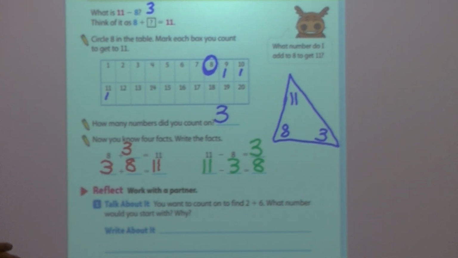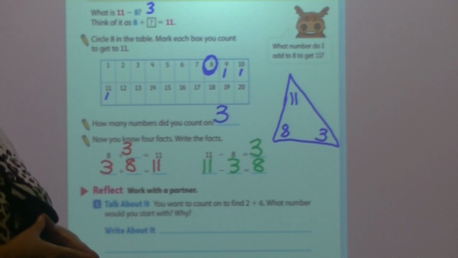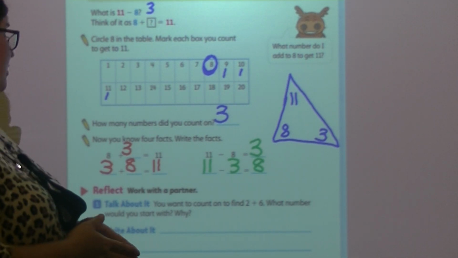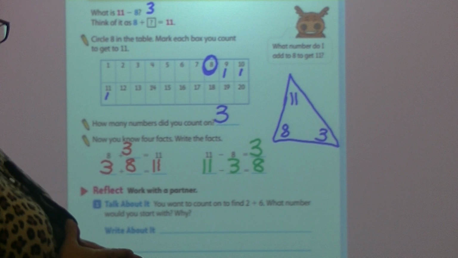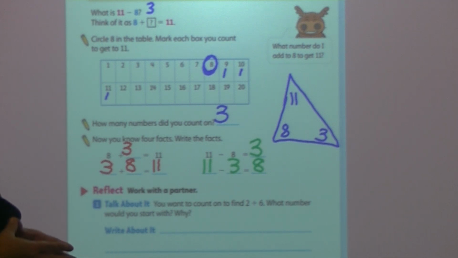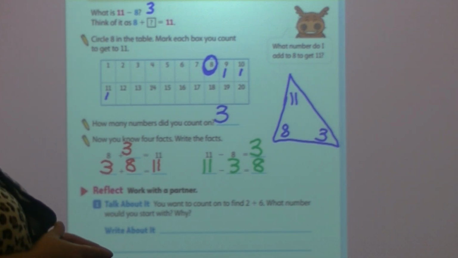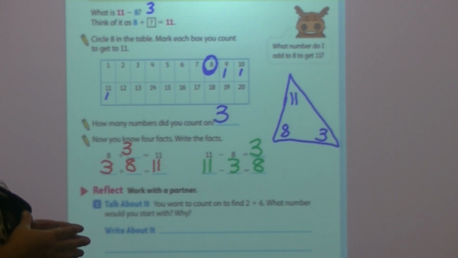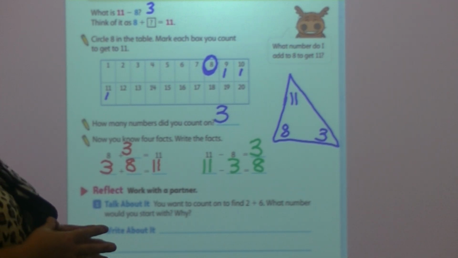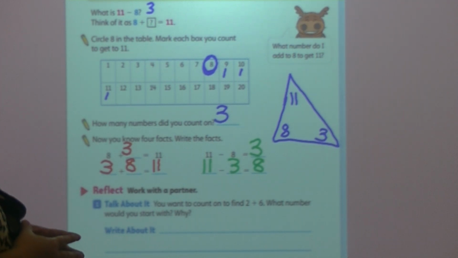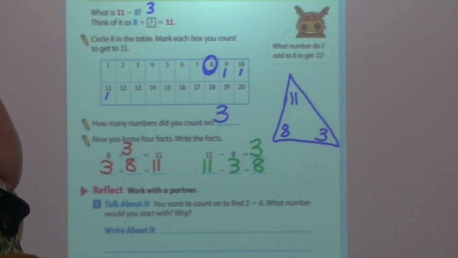Now the next part says reflect or work with a partner. You're going to have to work with someone at home and think. All right, talk about it. You want to count on to find 2 plus 6. What number would you start with and why?